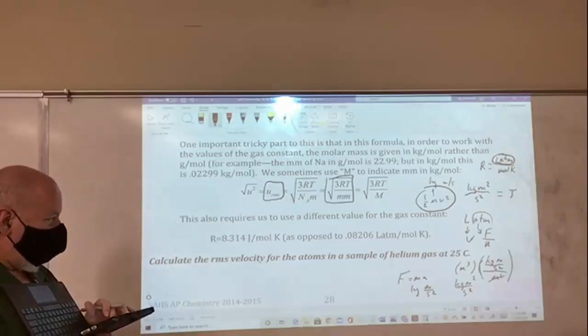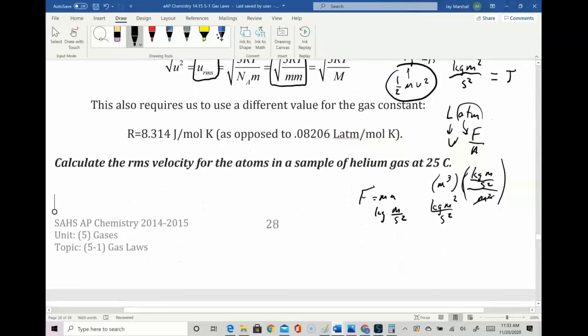So I want to know the average velocity, the root mean square, mean again means average, right? I want to know the root mean square velocity for the atoms in a sample of helium gas at 25 degrees Celsius. So all I have to do here is say V equals, your book likes to use u, but I'm going to use V. V equals the square root of 3RT over the molar mass. Again, remember the molar mass in this case is in kilograms per mole, not grams per mole.